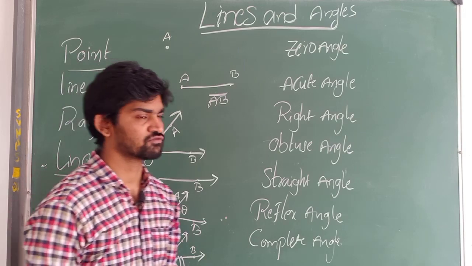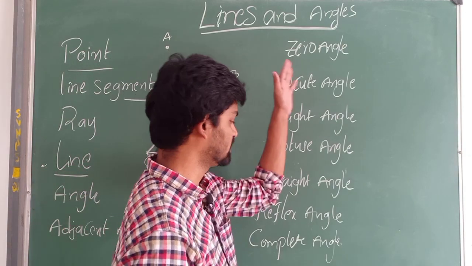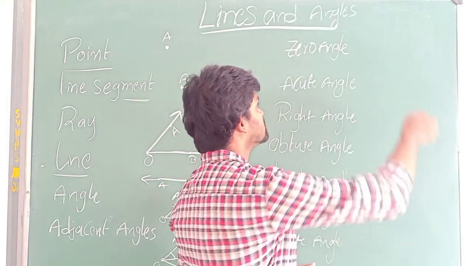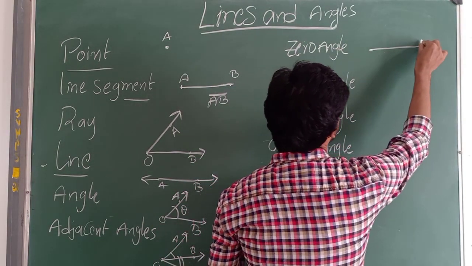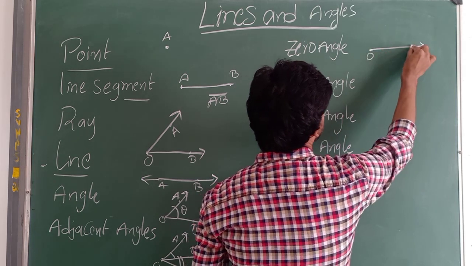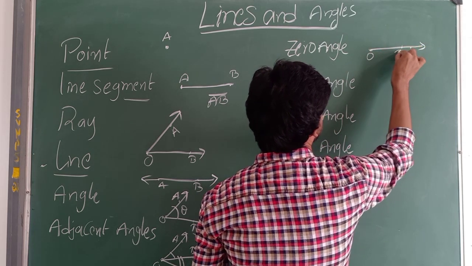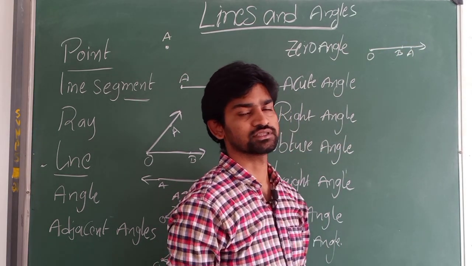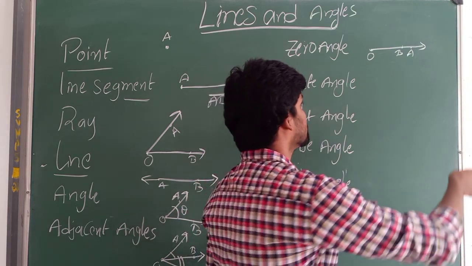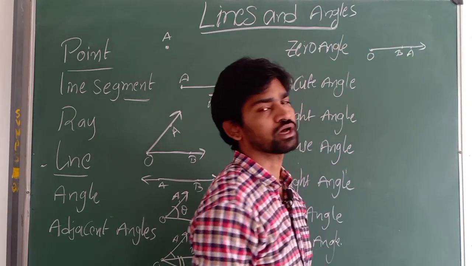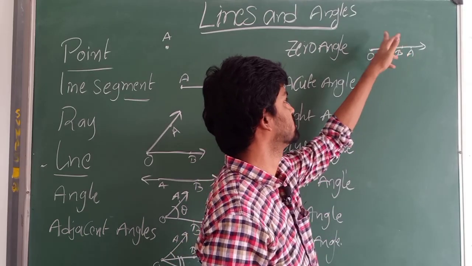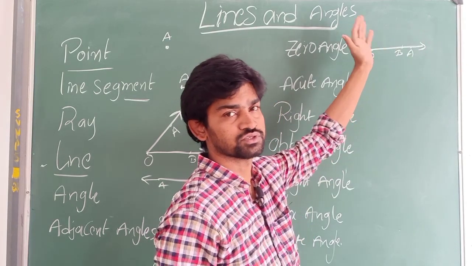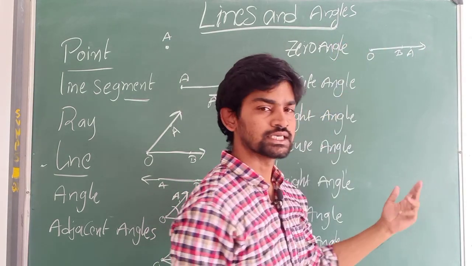Now there are different types of angles based on their measurements. Let us see those now. First, zero angle. What is a zero angle? If two rays are overlapping on each other, see, OA and OB overlapped on each other, so there is no angle formed. Then this is called a zero angle. The OB ray is not at all moving. It is overlapping on OA. So no angle is formed, so a zero angle. A zero angle's measure is zero.